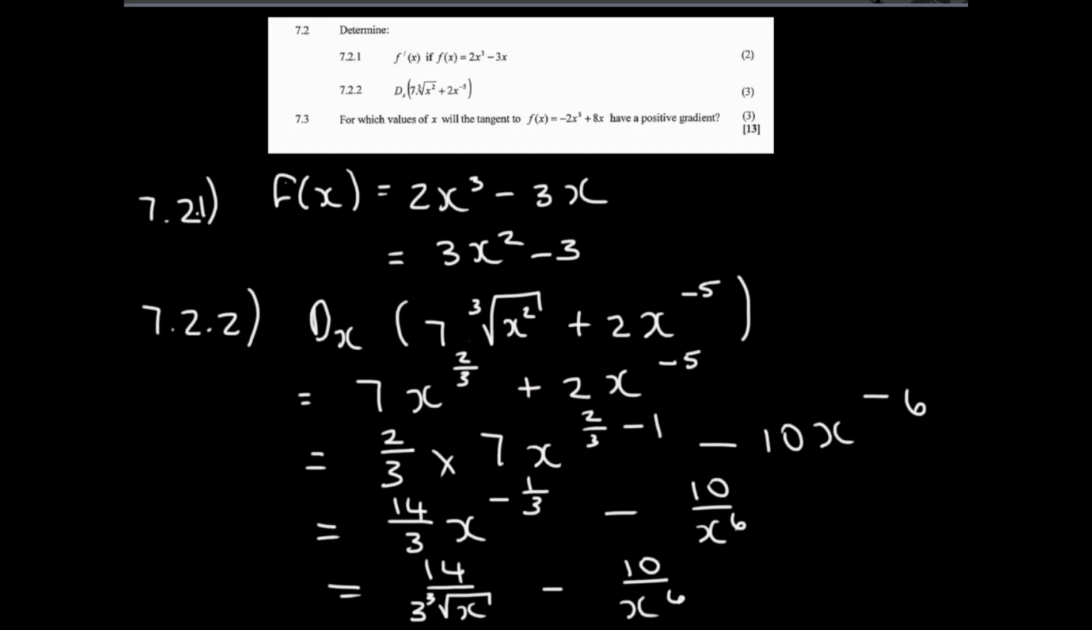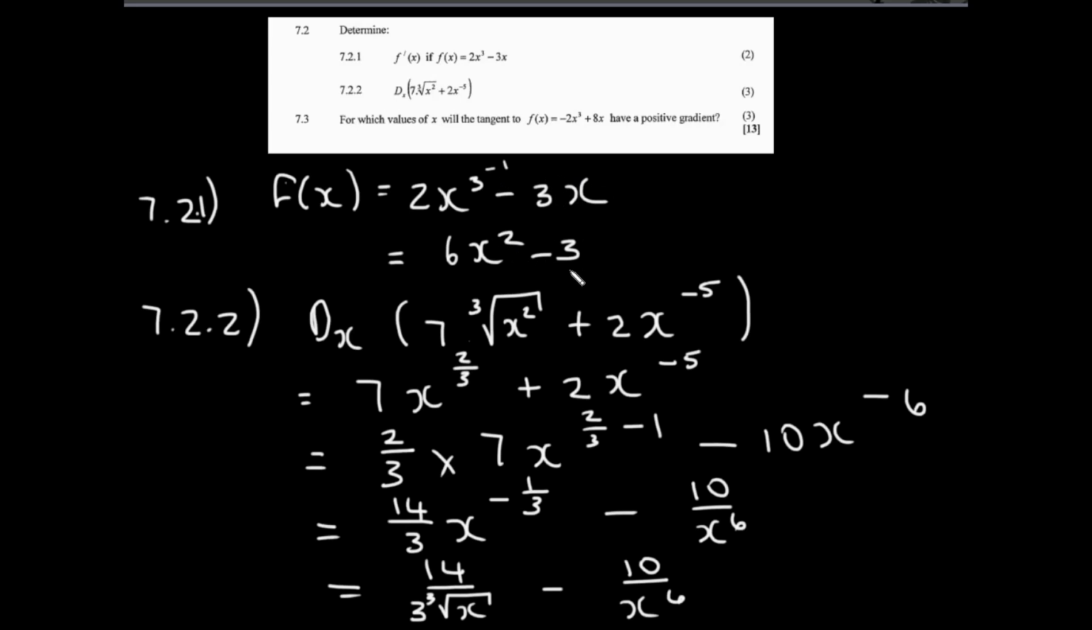Let's look at the next question. Now let's look at 7.2.1. We need to take the derivative of 2x cubed minus 3x. That's fairly straightforward. We take our 3 multiplied by 2. That gives us 6x, and then we subtract 1 from the exponent, so that gives us a squared. And then we do the same thing here, and that leaves us with negative 3.